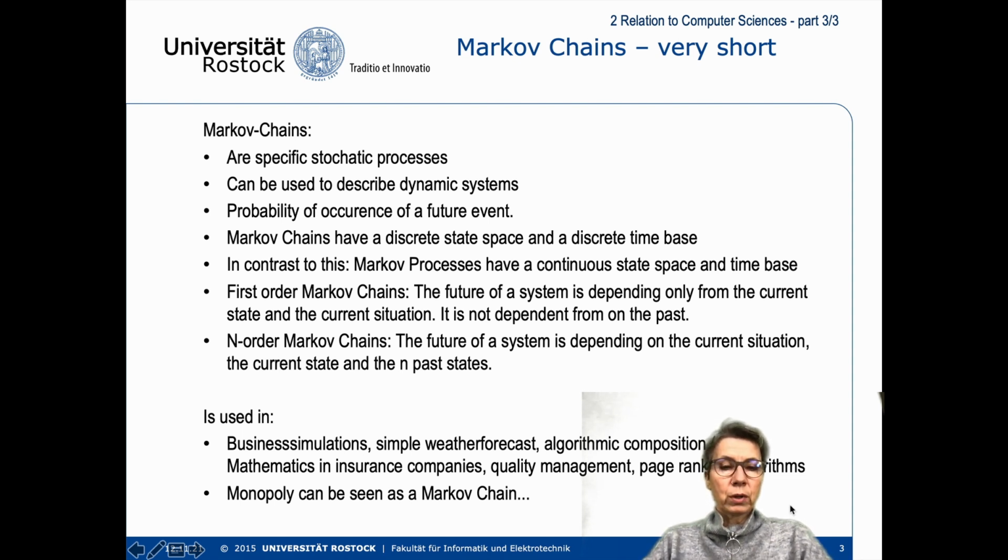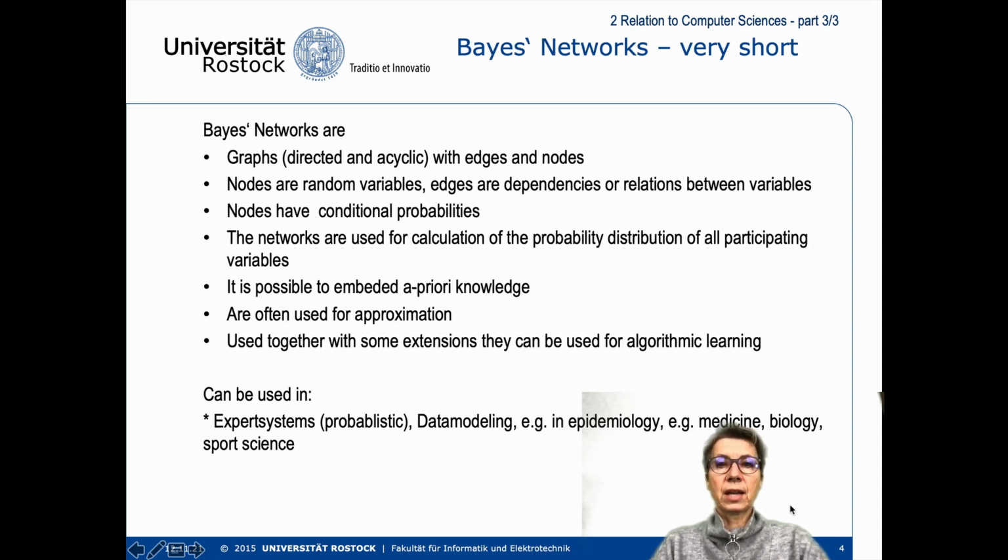This mathematical model can be used for both, and it's very frequently used in business simulations and simple weather forecasts. It's used in algorithmic composition in music, for example. It's used for mathematics in insurance companies, for quality management, and also for page ranking algorithms. Very interesting is the fact that the game Monopoly, which you probably know, can be seen as a Markov chain.